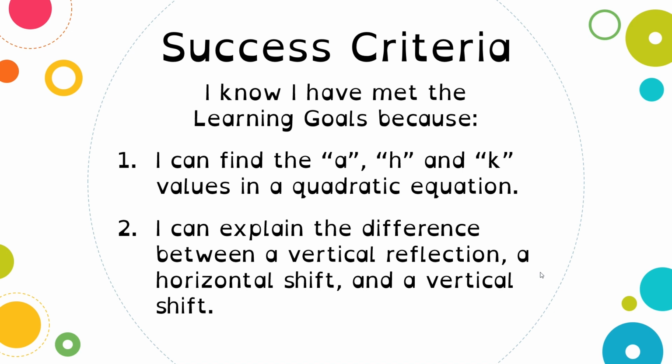Okay, you know you've met the learning goals because you can find the A, H, and K values in a quadratic equation. You know where they are, and you can explain the difference between a vertical reflection, a horizontal shift, and a vertical shift. Again, that doesn't make any sense to you now, but at the end of the class, those are the things that need to make sense. And if they don't make sense by the end of the class, then we need to go back and look at things again.